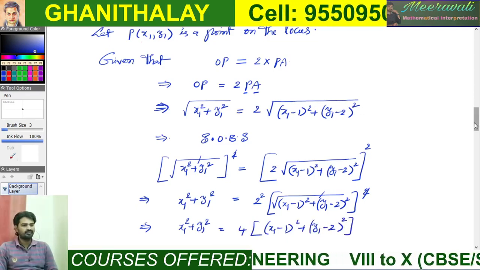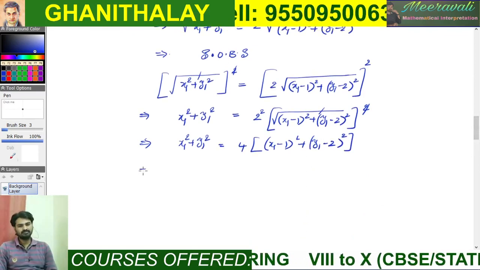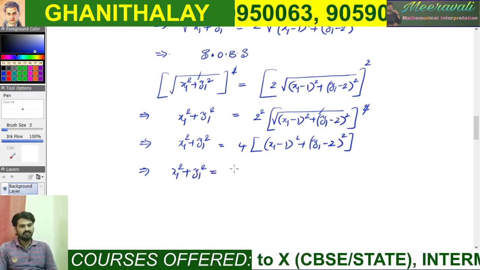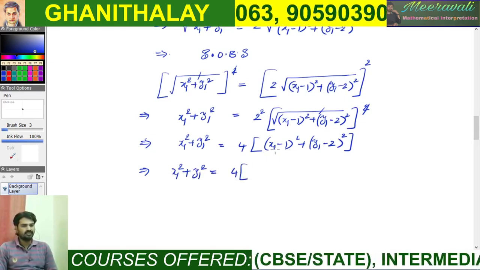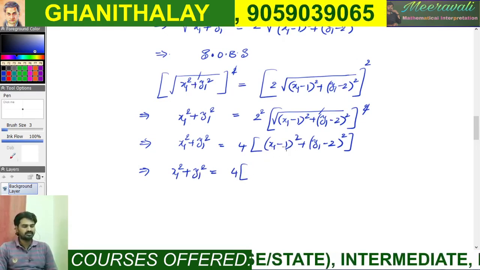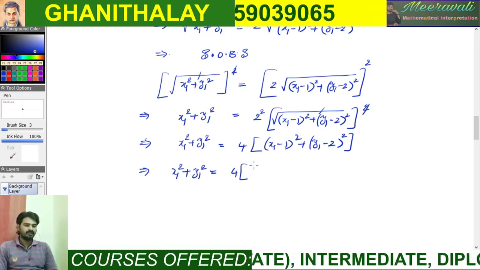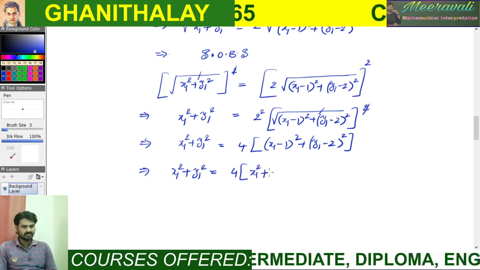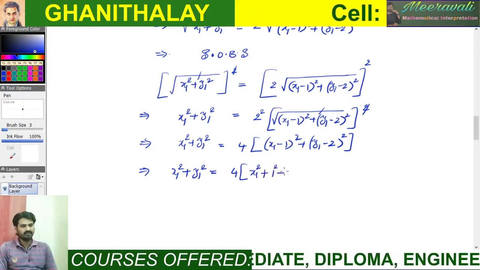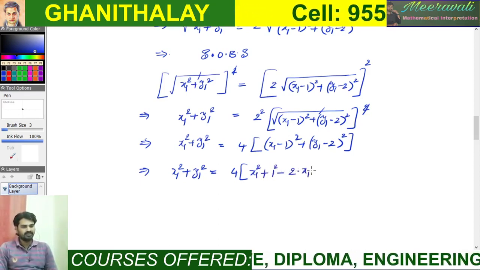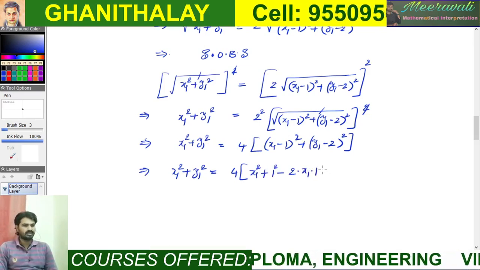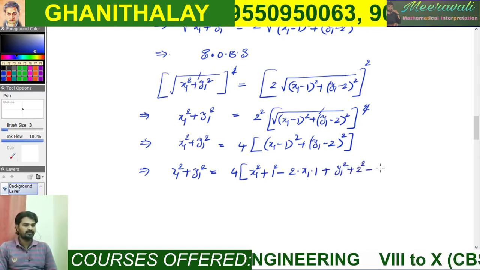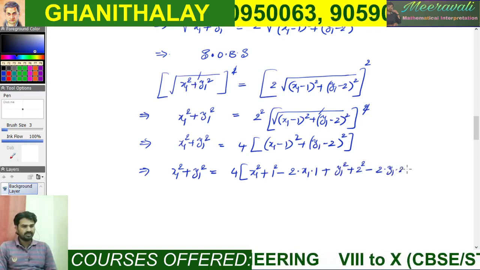Now you can simplify the bracket values. What are the bracket values you have seen here? 4 into x1 minus 1 whole square. This is of the form a minus b whole square. Now what is the formula for a minus b whole square? a square, that is x1 square, plus b square, that is 1 square, minus 2ab. 2 into a means x1, into b means 1, plus here also this is a minus b whole square formula, minus 2 into y1 into 2.